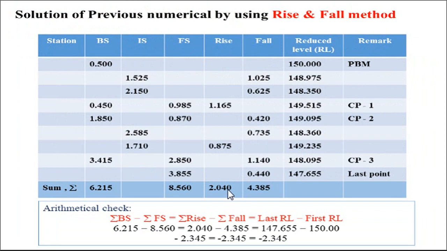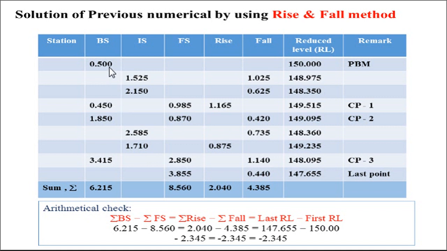Now the same numerical we saw in the previous lecture, we will solve by the rise and fall method. The columns BS, IS, FS are filled in the same way. The only difference is that we have to find the rises and the falls, and then from these rises and falls find the reduced levels of all points. As previously, we have entered all these readings depending upon the change points mentioned in the numerical. Now we have to compare respective readings.